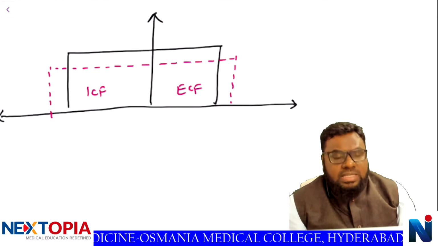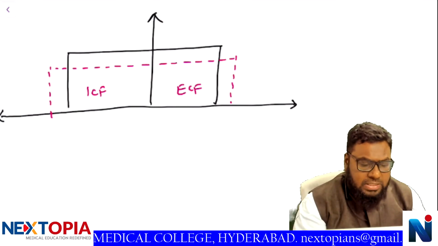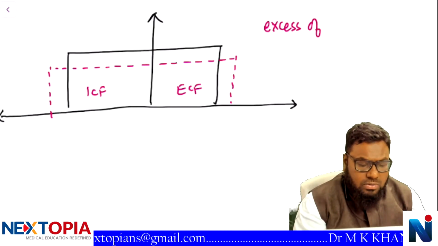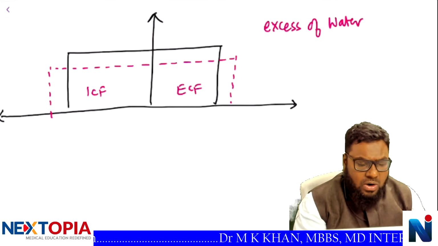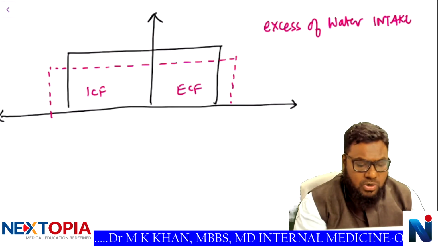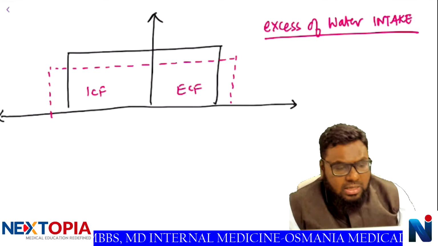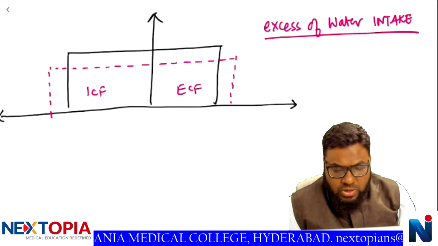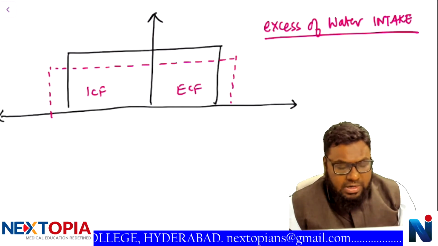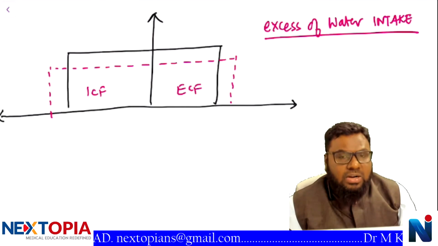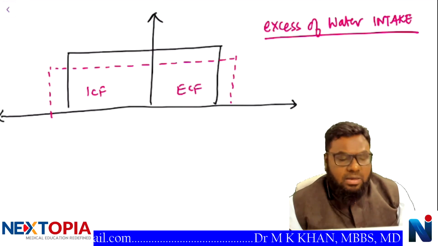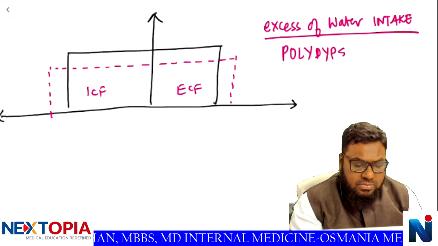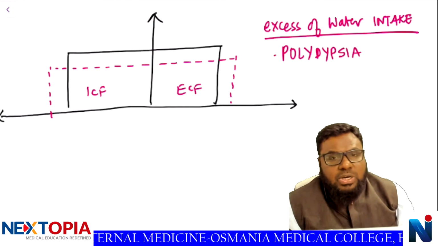Here, suppose the example is a person who is taking excess water intake, drinking a lot of water unnecessarily, bottles and bottles of water, liters and liters. Because sir has told in the class that low water intake is causing contraction of the ECF, he thinks, I'll drink a lot of water, and he'll land up in a condition called polydipsia. Polydipsia is increased thirst. Psychogenic polydipsia we call it.